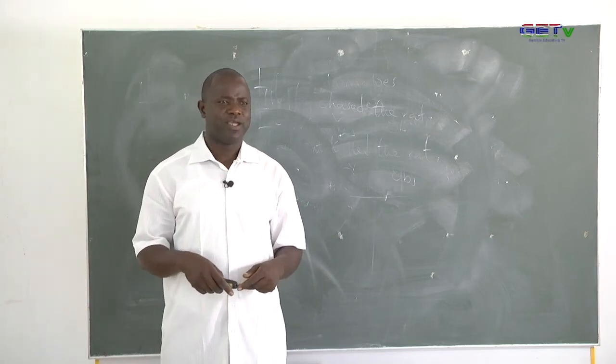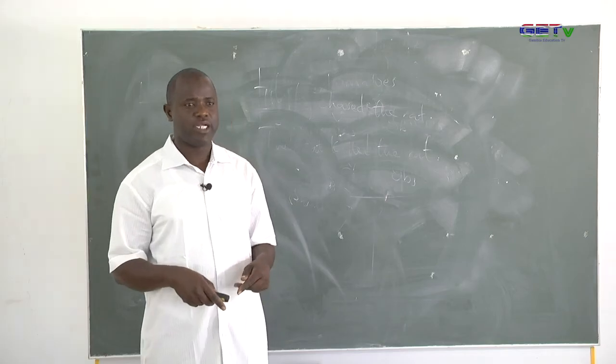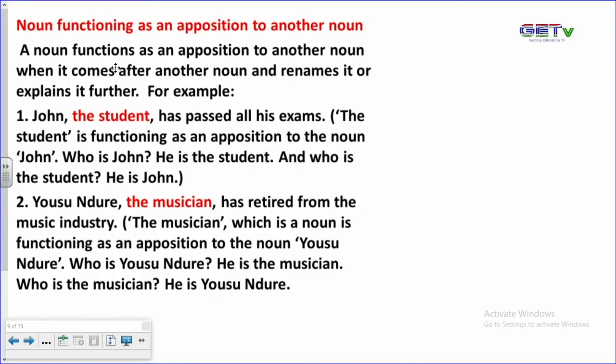We move on. Noun functioning as an apposition to another noun. A noun functions as an apposition to another noun when it comes after another noun and renames it or explains it further. Now, let's get examples here for better understanding. What do we see? John, the student, has passed all his exams. Here, you understand that the student is functioning as an apposition to the noun John. Who is John? He is the student. Who is the student? It is John.